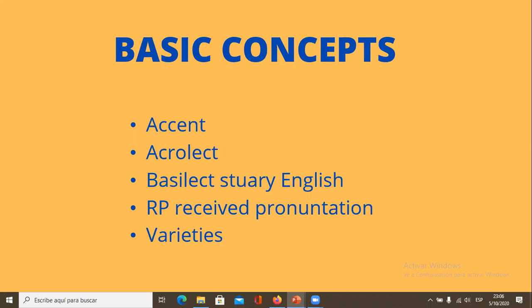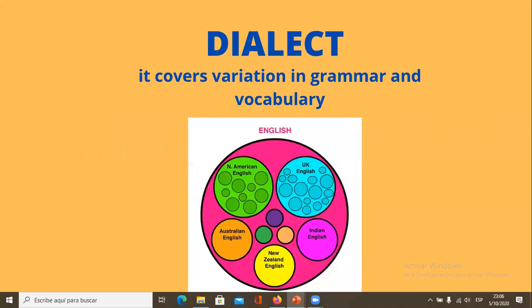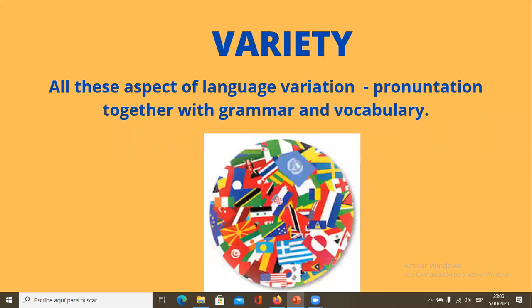This is the basic concept I'm going to talk about. The accent is the several ways in which a language can be pronounced. We have the US accent and the UK accent. The dialect covers variation in grammar and vocabulary.